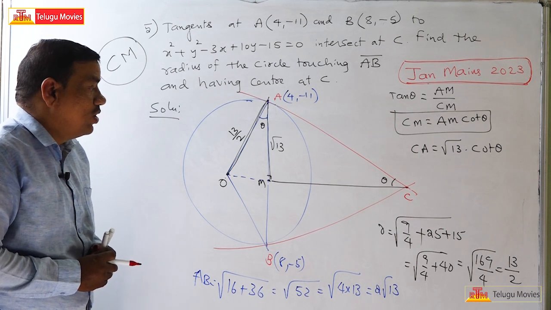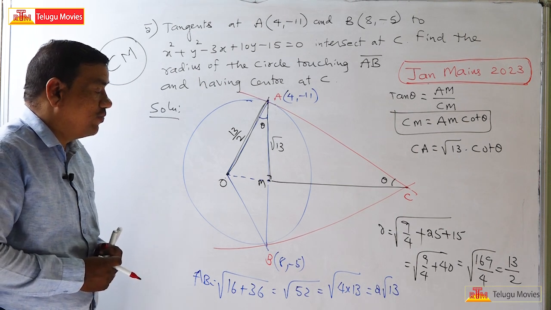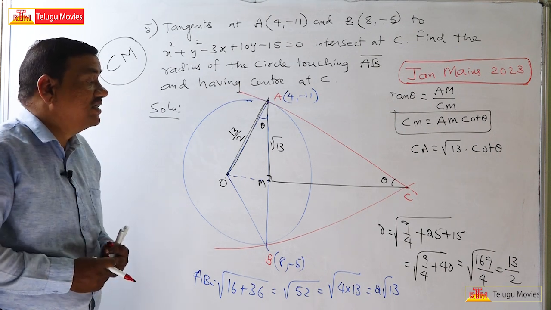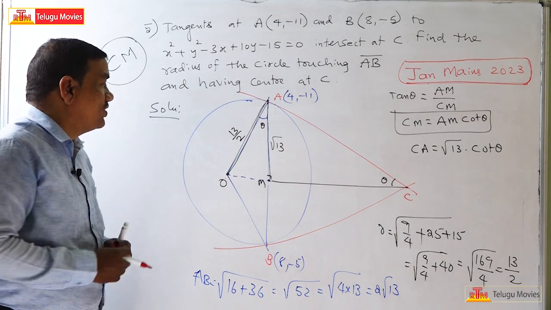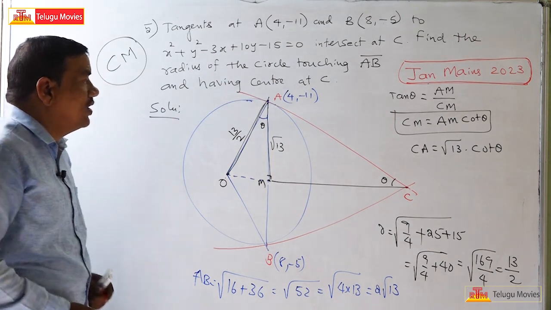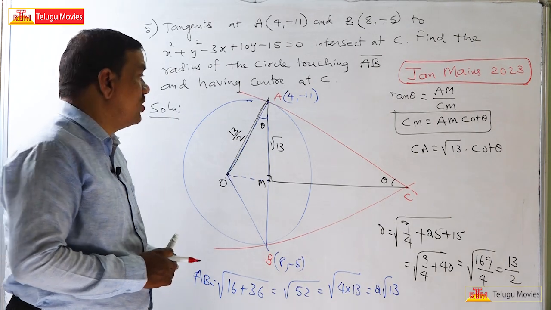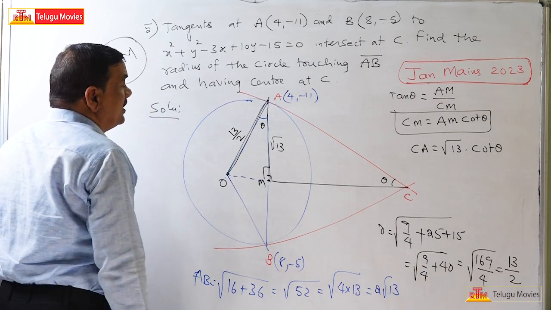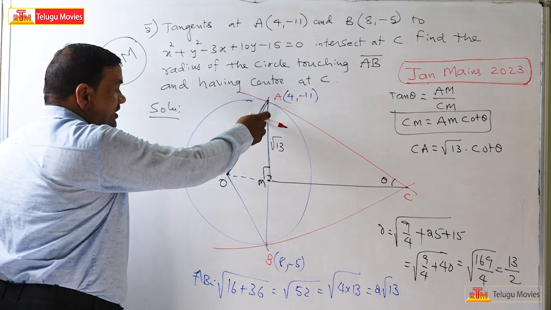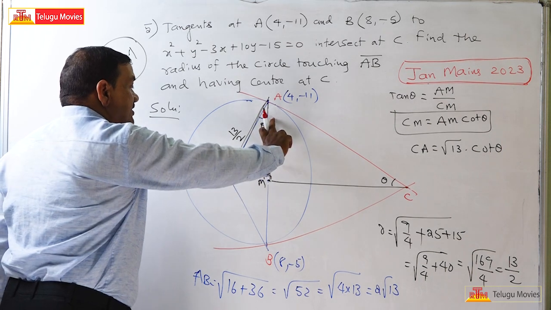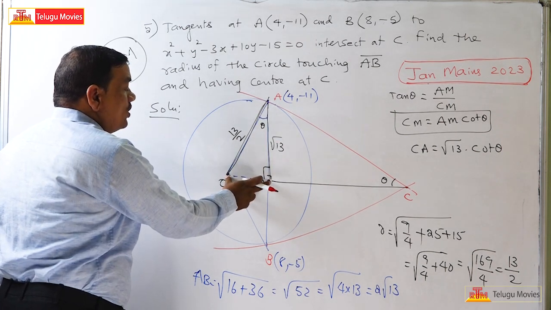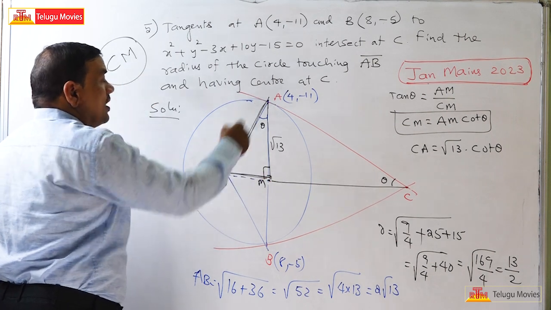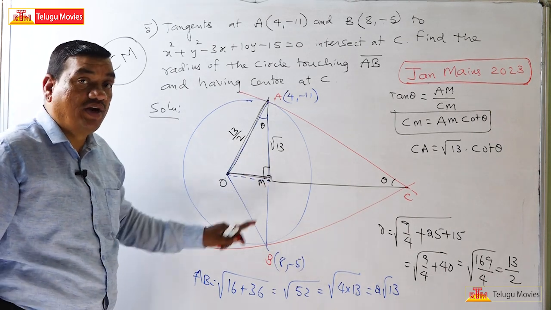Radius is equal to root of 169, 160 plus 9, 169. 169 means 13, 13 by 2 we got. So this radius is equal to 13 by 2. So now, instead of finding cot theta, if you find out cot theta, this is a right angle. Cot theta means here opposite side by adjacent side. That means we want to find out the opposite side OM. So understand this: this OM we will find from the Pythagoras theorem.